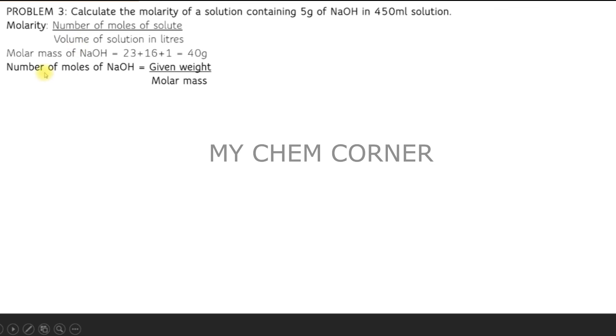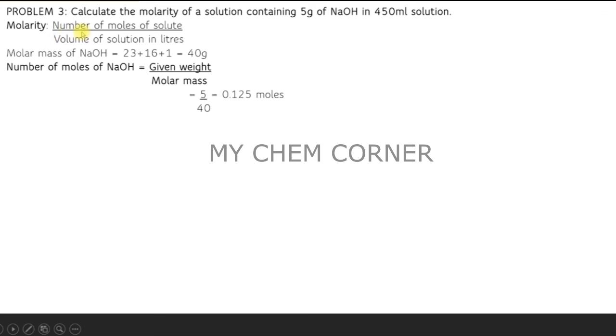So from this, we can calculate the number of moles. The number of moles of NaOH is equal to the given mass by the molar mass. What is the given mass? 5 grams of NaOH is mentioned clearly in the question. So it's going to be 5 divided by 40, which is the molar mass of NaOH. You will get 0.125 mole.